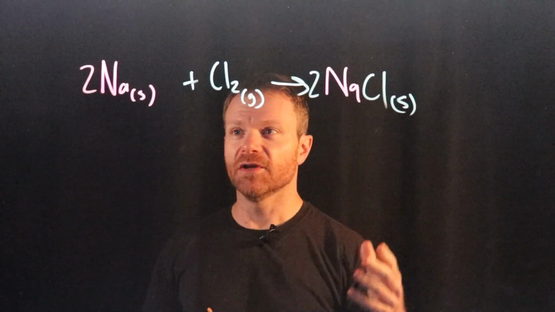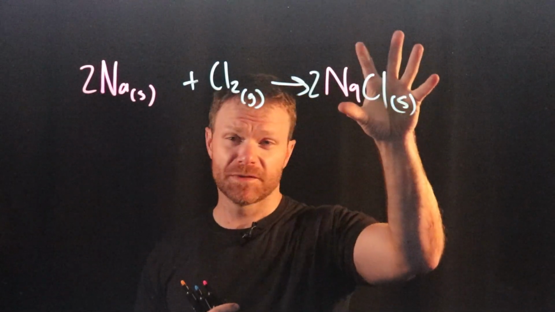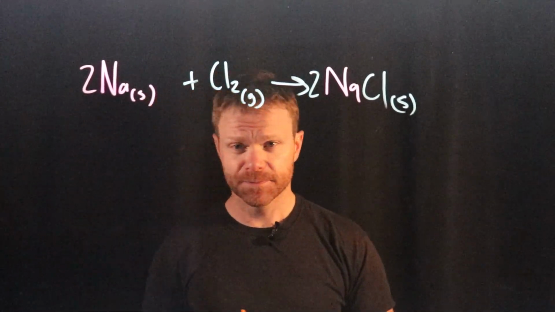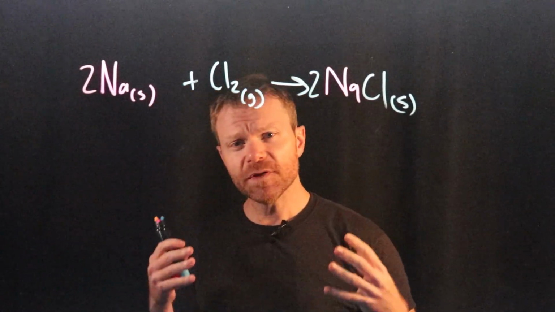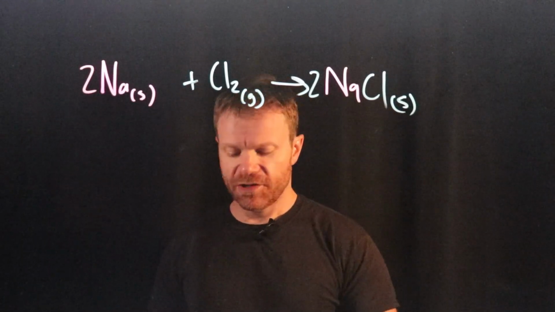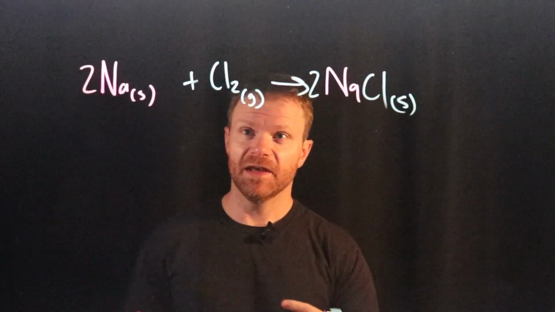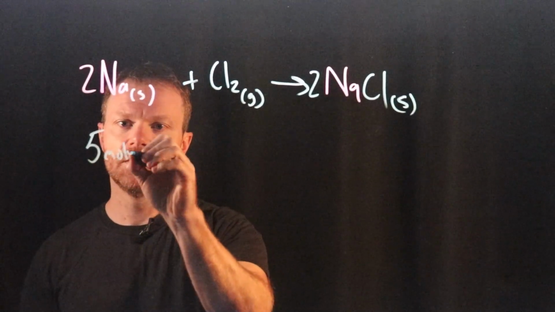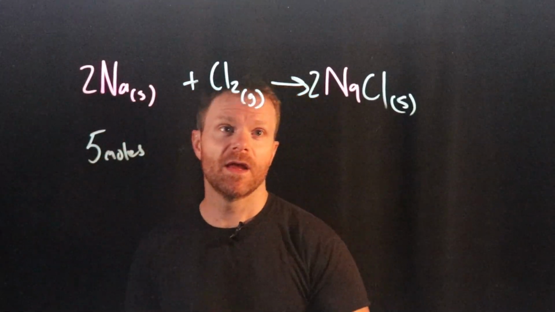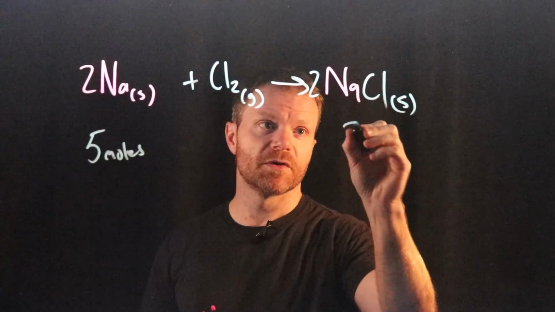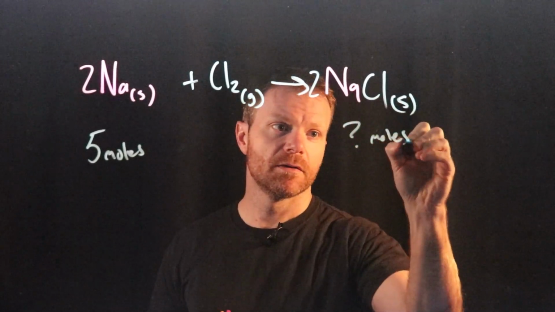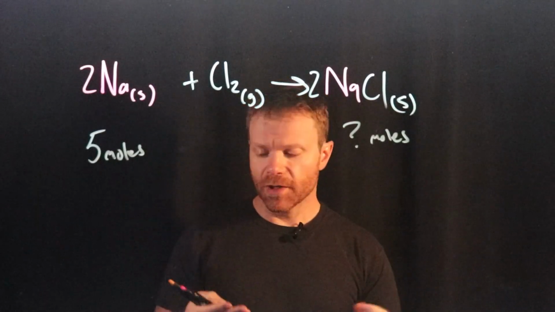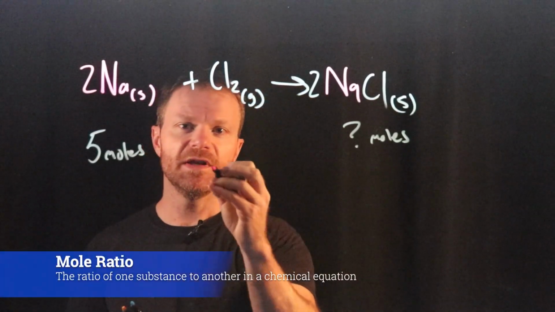Consider this chemical equation. We have the synthesis of table salt, sodium chloride, from sodium metal and chlorine gas. Up to this point, you've been dealing with questions such as, let's say we have 5 moles of sodium, how many moles of sodium chloride can we make? And you'll be able to use the mole ratio to answer this problem really easily.